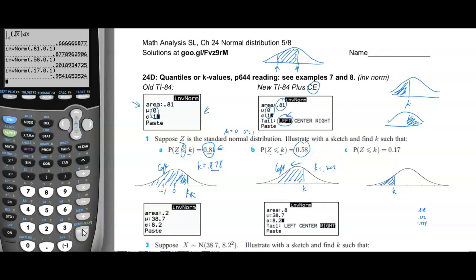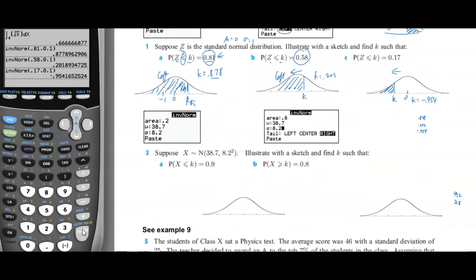Negative 0.954. Does that make sense? Yeah, I guess so. Because remember, a k value on the left side of a mean of 0 should be a negative value, right? So, okay, yeah, that makes sense. All right, let's go down to number 3.